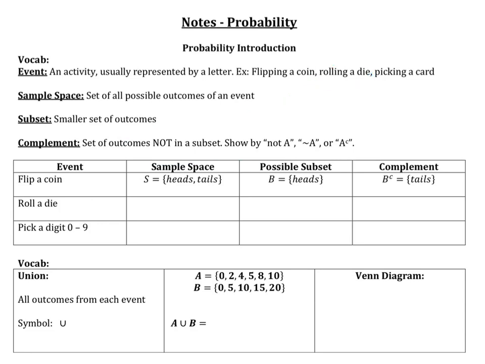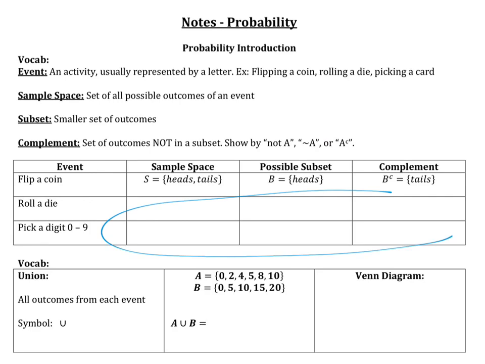And then there's some notation with complement. You can write not the subset, or a squiggle in front of that subset, or the letter with a C on it. I tend to do the C to stand for complement, meaning not those things.